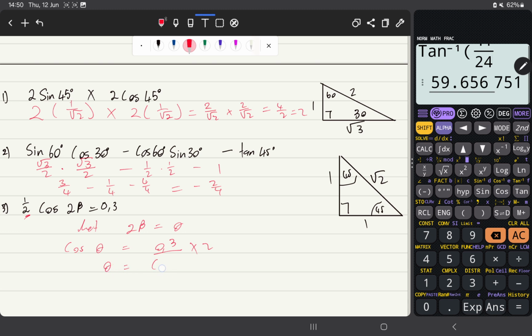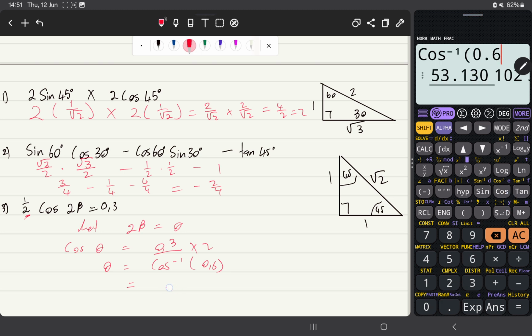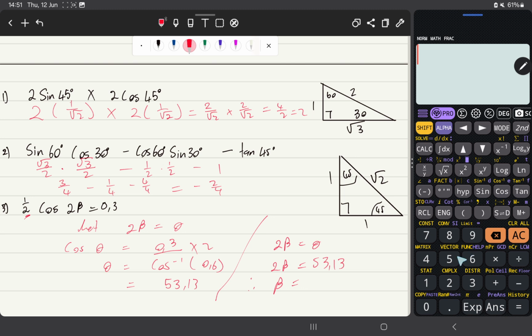So you will have theta equals cos inverse of 0.6. So quickly, shift cos 0.6, we have 53.13. Now we go back, we have found theta, so 2 beta equals theta, 53.13. Therefore beta is going to be half of this, so 53.13 divided by 2, that means 26.57 degrees. So then you're done.